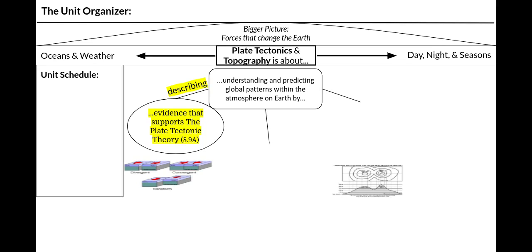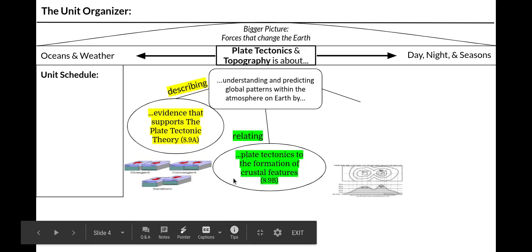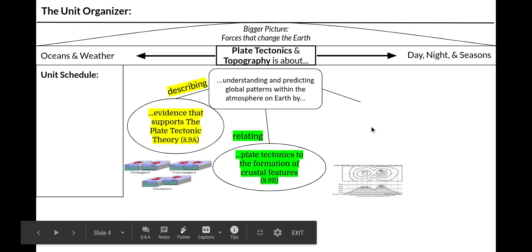history. So the next thing it's about is relating to plate tectonics to the formation of crustal features. So what this is about is how plate tectonics causes our Earth's crust to change the way it looks and have new land formations such as volcanoes or ocean ridges or even subduction zones. Those are some vocabulary that we're going to be using when we talk about this, okay?